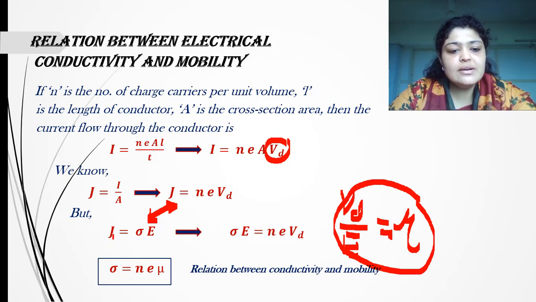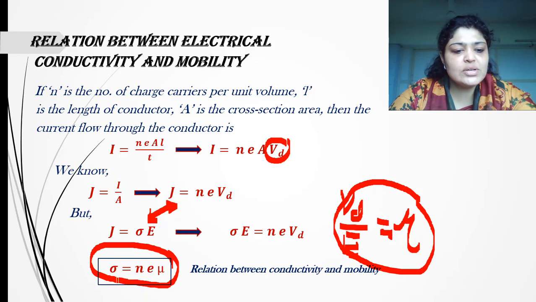So if I have J equals sigma E, I compare them, I am left with sigma E equals neVd. I just take E in the denominator, so this Vd upon E will give me mu. So I get the relation sigma equals ne mu, and this is a relation which relates electrical conductivity and mobility of charge carriers.